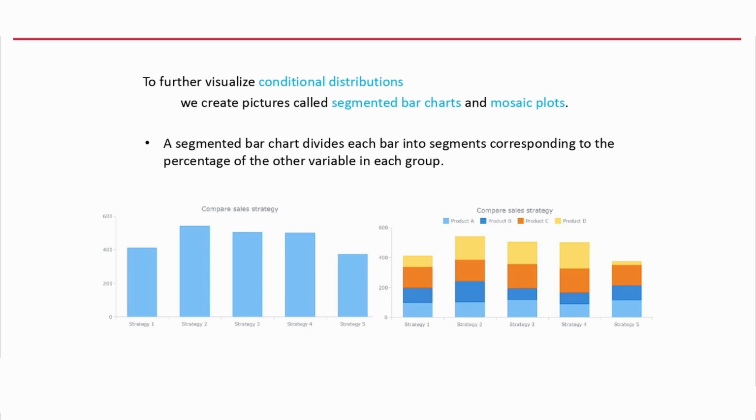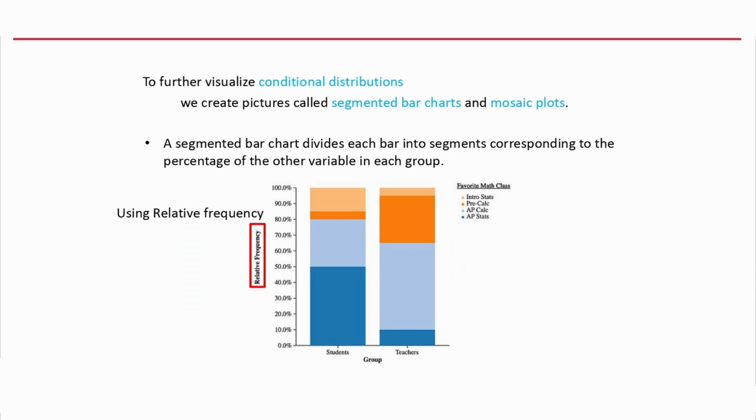This next graph is the relative frequency or the percent version of the segmented bar chart. This shows the class preferences for students and teachers, where the 4 different classes were Intro Stats, Pre-Calc, AP Calc, and AP Stats. One of the drawbacks to a graph like this is that since it is a percent, that is, the students and the teachers both have their bars that go up to 100, it's hard to know, or even impossible to know without any more information, which group had more people.